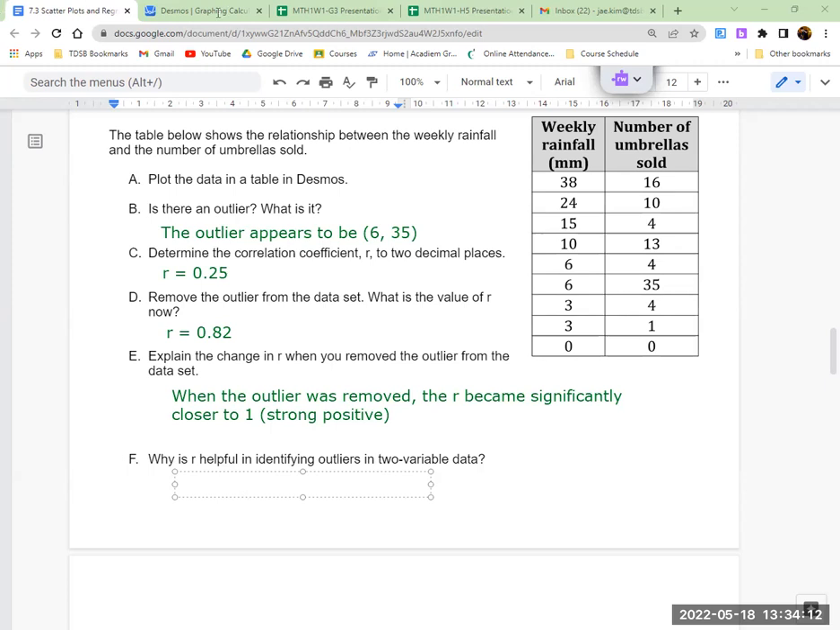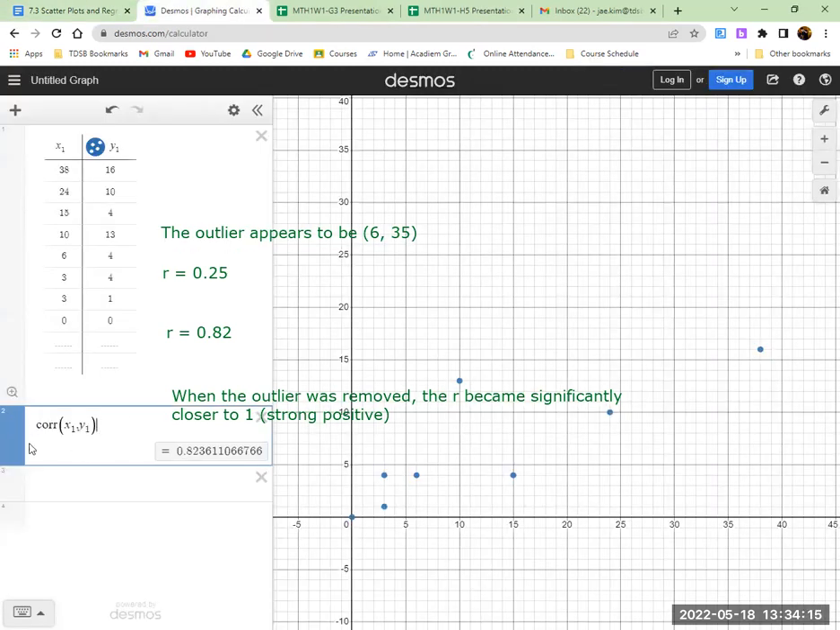Oh, it's the CORR. We'll get there. We're almost there. Okay, that's the next thing. We're doing the line of best fit as the next thing.